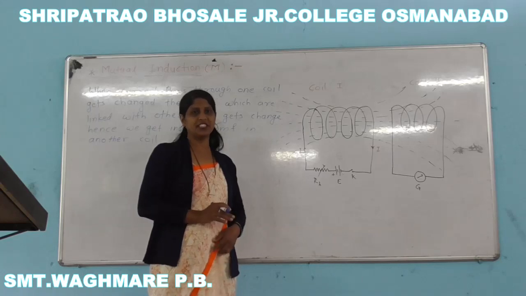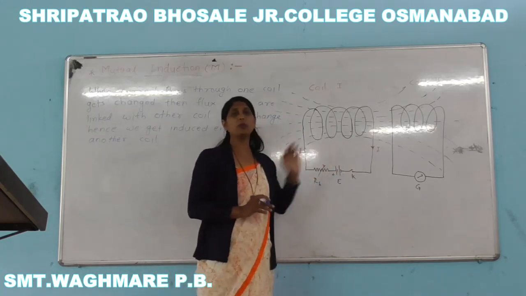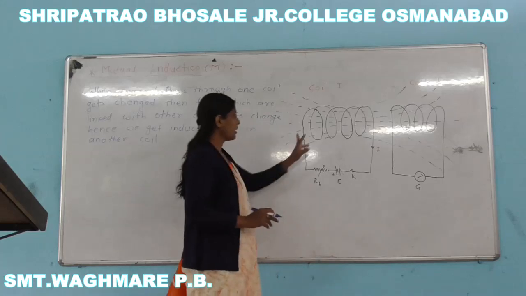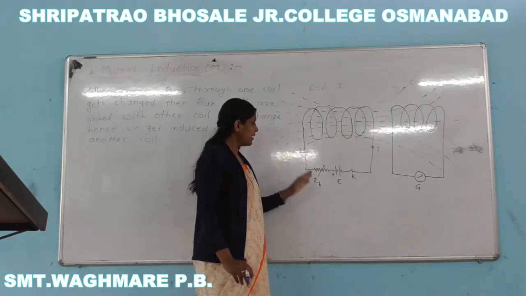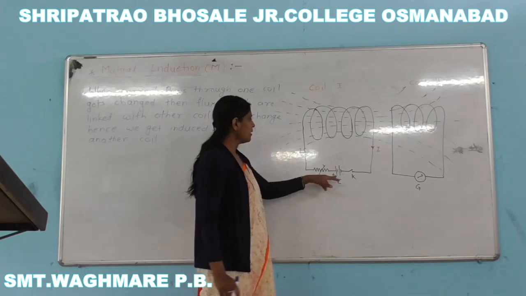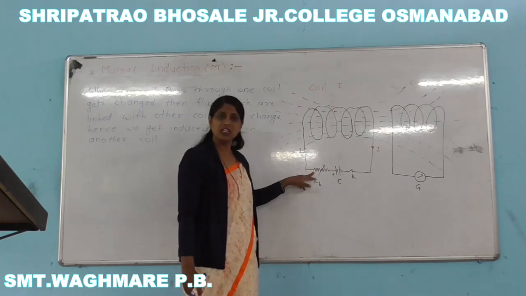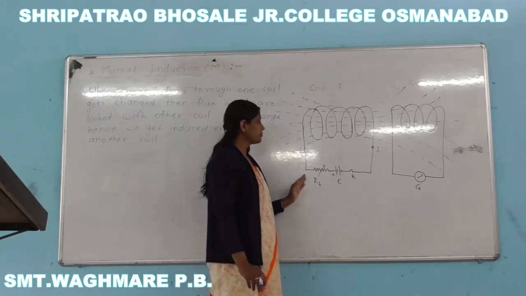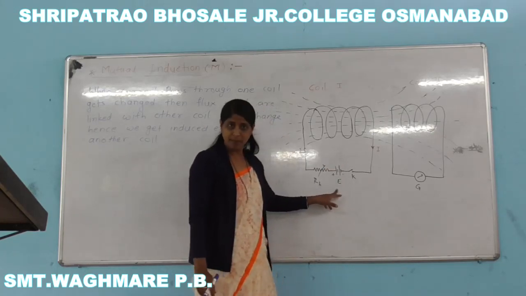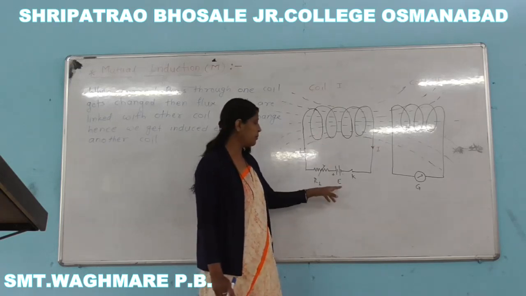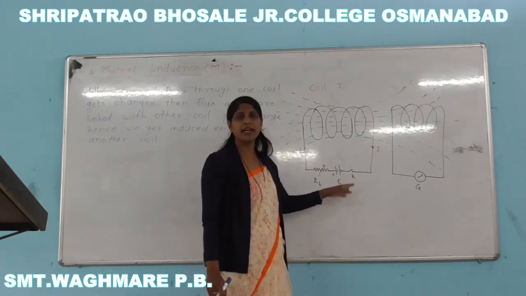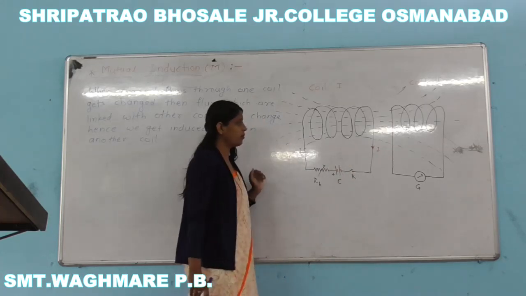But in the case of mutual induction, two coils are used. This is the first coil and this is the second coil. The first coil is connected to a rheostat, battery and key. The rheostat is used to change the resistance, or to change the current in the circuit. External supply is given to this coil by a battery of EMF E, and the key is used to connect or disconnect the flow of current in the coil.